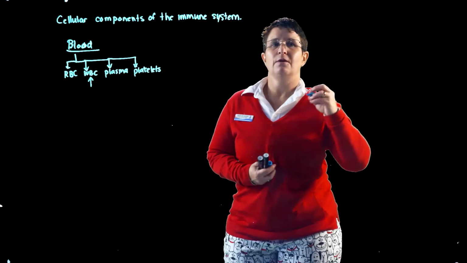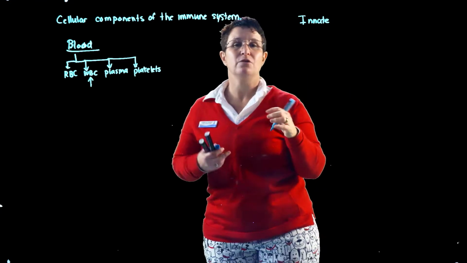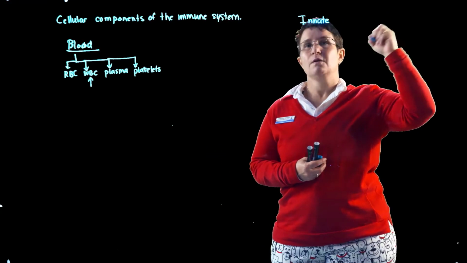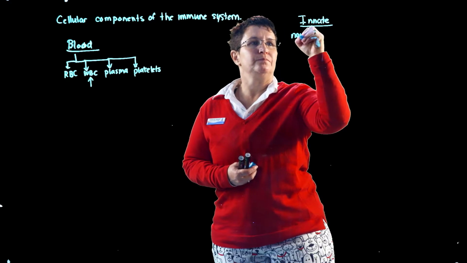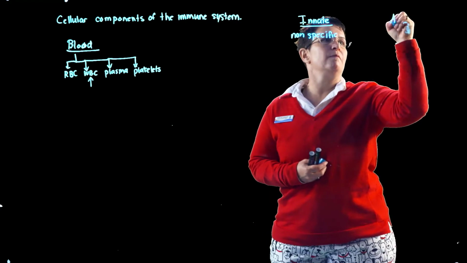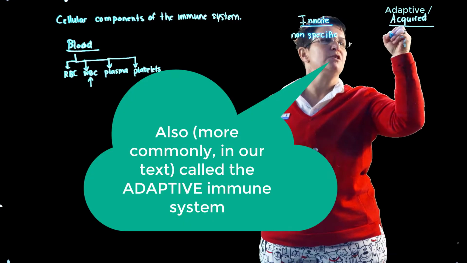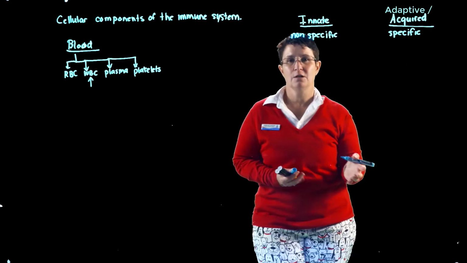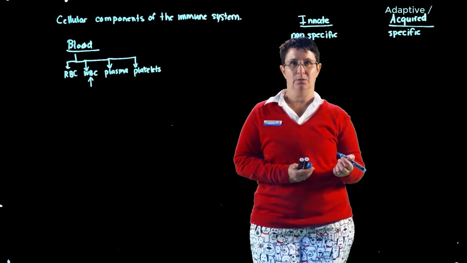So to start with, if you looked at those that make up the innate system, the part that you are born with, the non-specific defense, versus the acquired immune system, which is specific. This is talking about specificity towards the antigen or the invading pathogen that you're going to be dealing with.